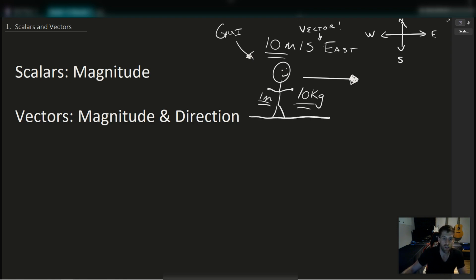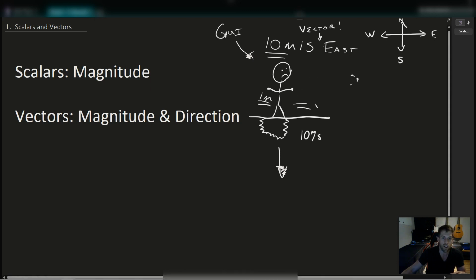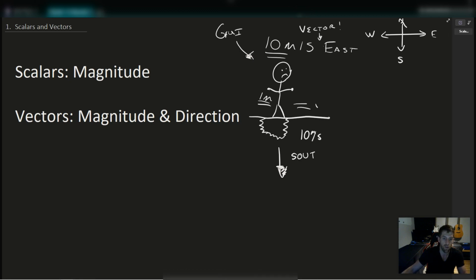Let's say that because of gravity, this little platform that Gui is on broke. Gui's not happy anymore. So Gui starts falling down through that hole. South, 10 meters per second. And let's just say that's rounded up from gravity. So now we have a vector going downwards, and Gui is falling down. Gui now has a vector because he is going 10 meters per second south. He is no longer going east. He's going straight down.